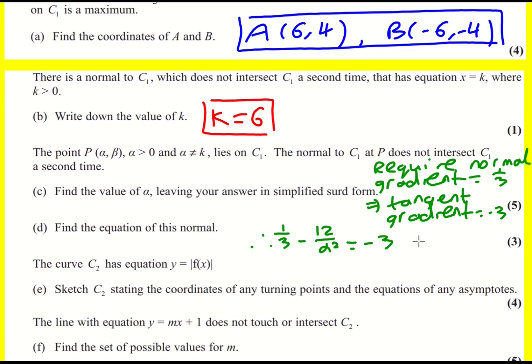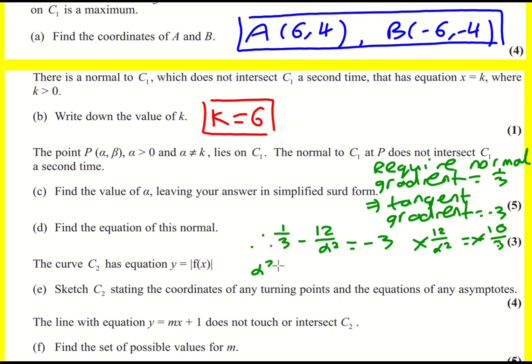Minus a third from both sides. This gives minus 12 over alpha squared is minus 9 over 3 minus a third. That gives minus 10 over 3. I can times through by minus 1 to make them both positive, get rid of these two.